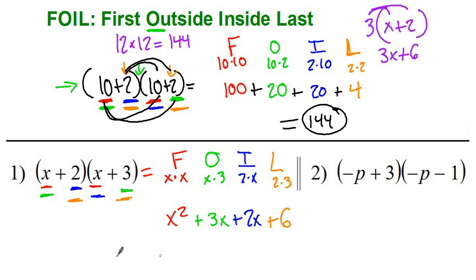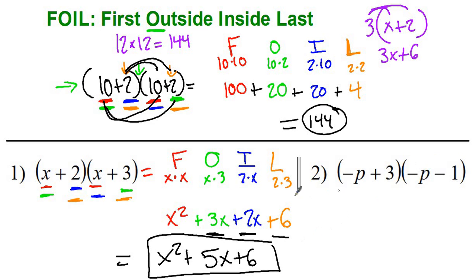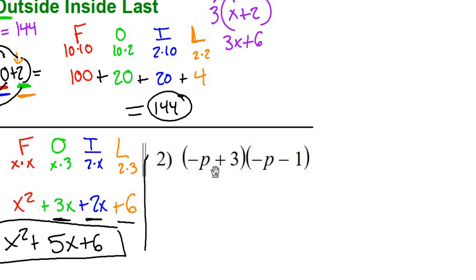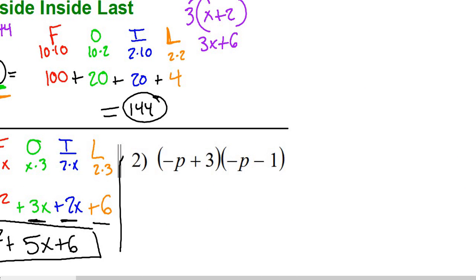And then our final answer here is just to combine the like terms. So x squared plus 3x plus 2x would be 5x, and then we have that plus 6, and there is our simplified multiplied answer. Alright, number 2 is pretty much the same. There's a couple more negatives to keep track of here, but otherwise the same. We're using p instead of x.